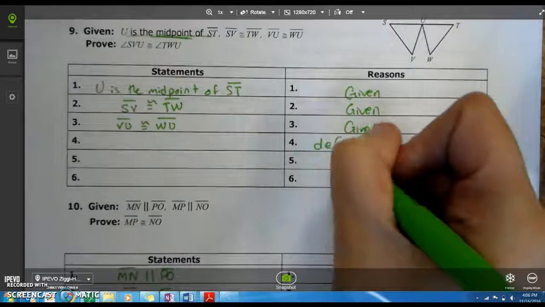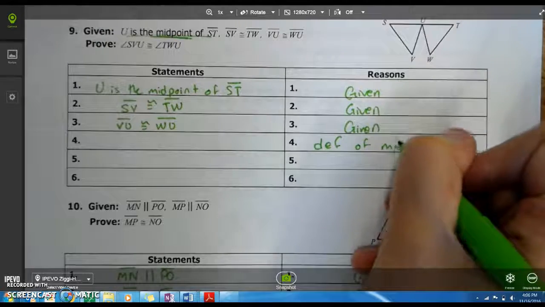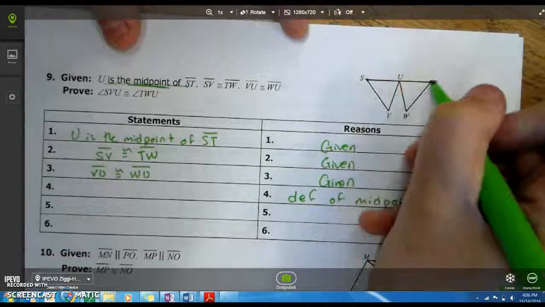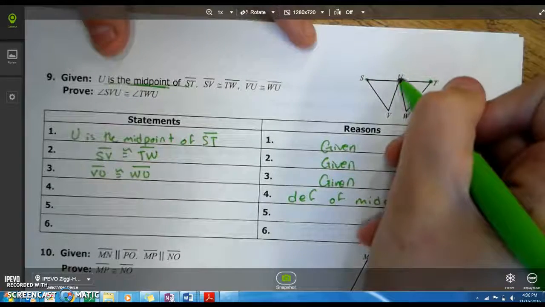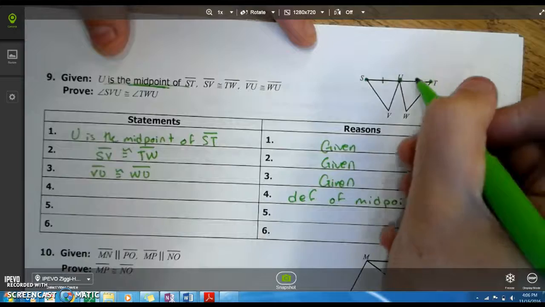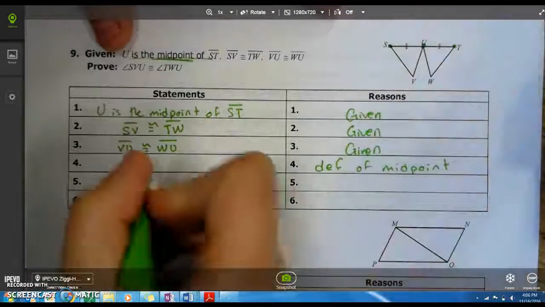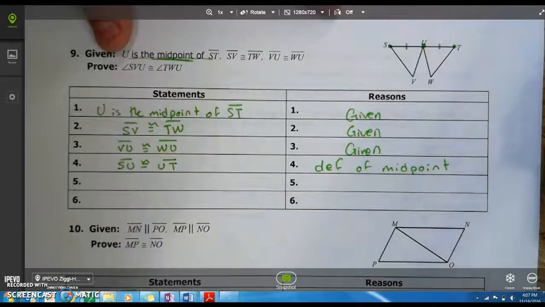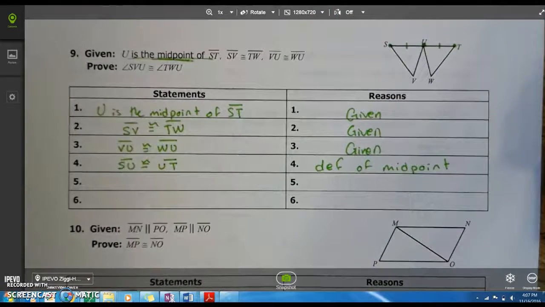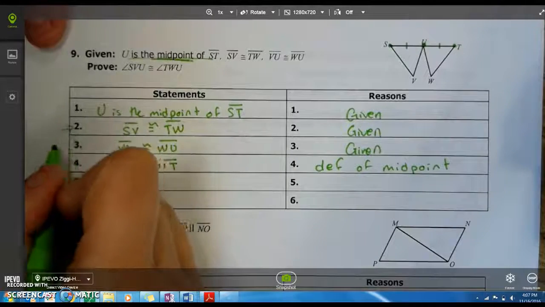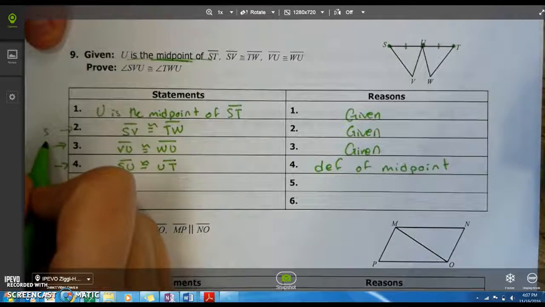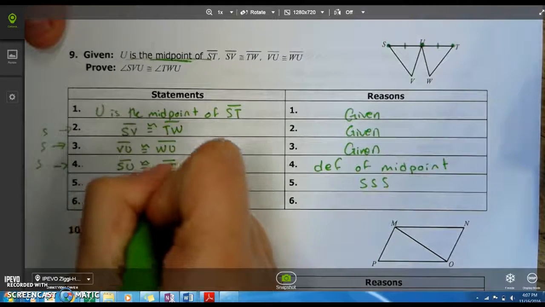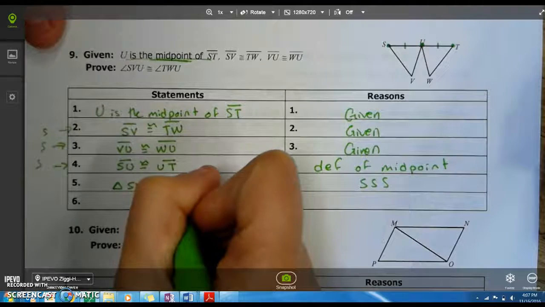So something is true by definition of midpoint. So if I look up here, ST is done there by U. So there are my 2 congruent things. Right. Let's see. So now I have a side, and a side. Makes it pretty easy. And now I've got that the triangles are congruent.